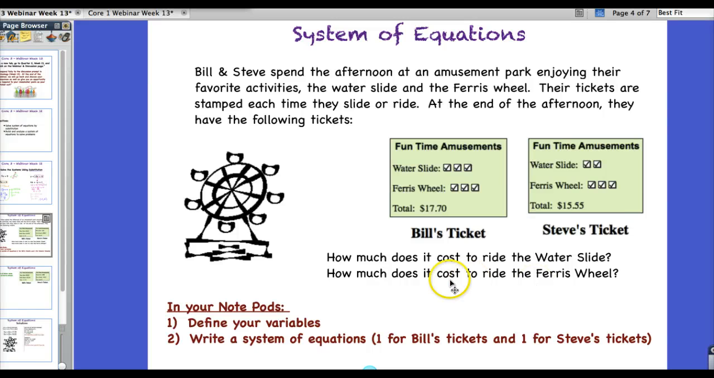So in your notepads to start off with, I want you to define your variables. What are your unknowns? Is it number of hot dogs? Obviously not, because we're working with Ferris wheels. But what is it? What are your 2 unknowns? What are you trying to find? So do that as number 1 in your notepads. And then number 2, see if you can, to the best of your ability, write a system of equations. You're going to write 1 linear equation for Bill's situation and 1 for Steve. So start off with that.